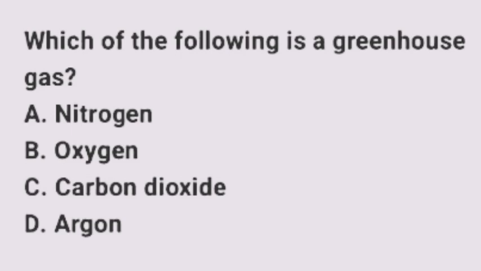What are greenhouse gases? Greenhouse gases are gases that trap heat in the atmosphere, causing global warming. Major greenhouse gases include carbon dioxide, methane, nitrogen oxide, and water vapor. Nitrogen and oxygen are abundant in the atmosphere, but not greenhouse gases. Argon is inert and does not trap heat. The correct option there is option C, carbon dioxide.